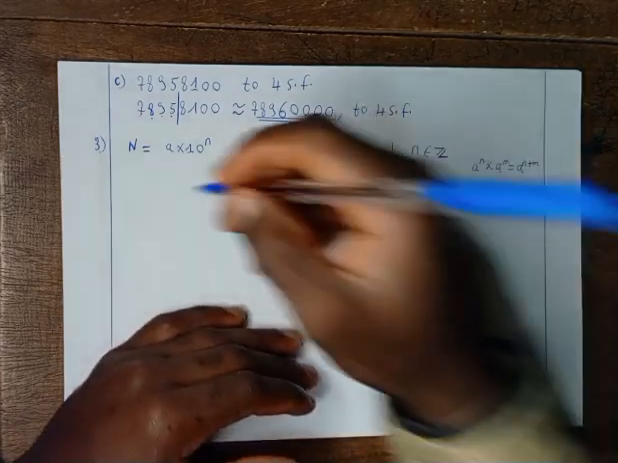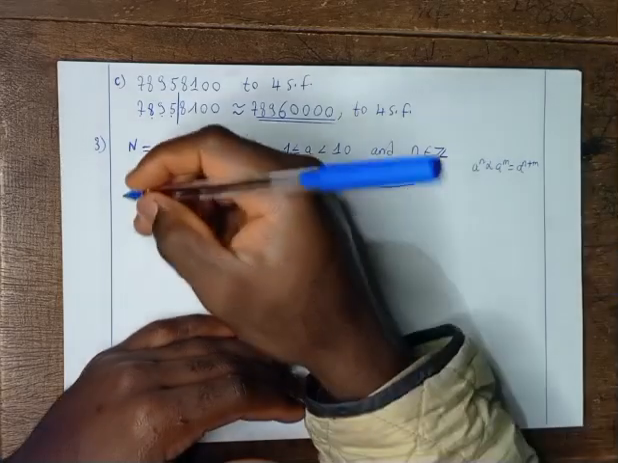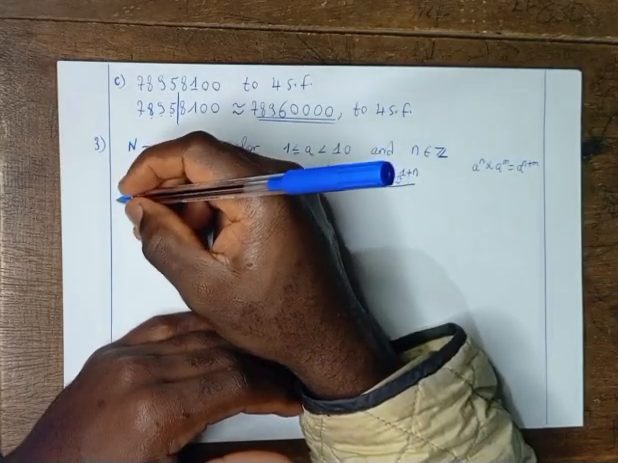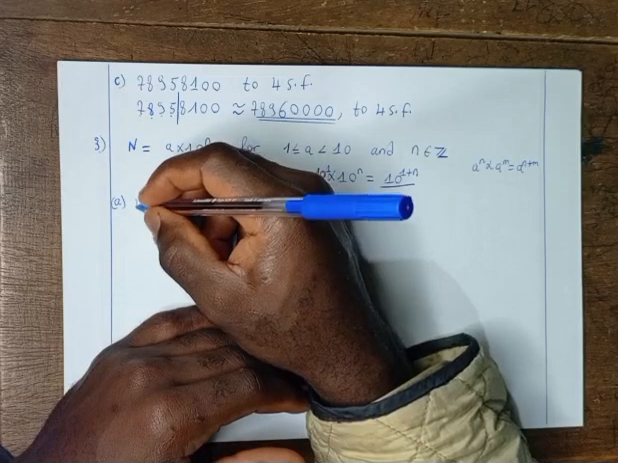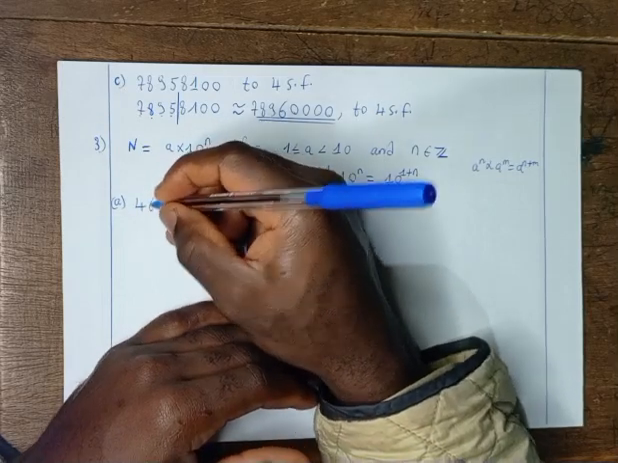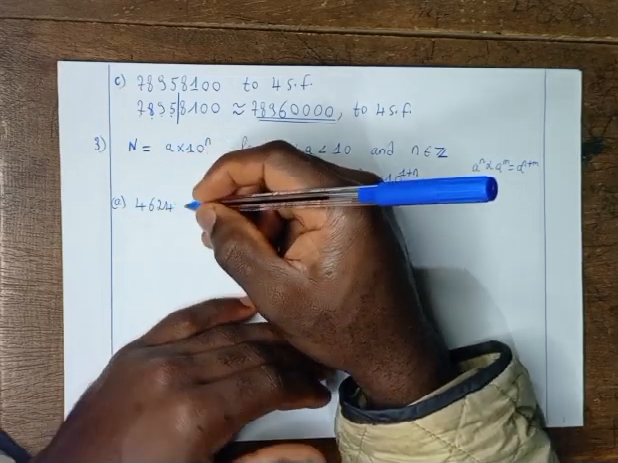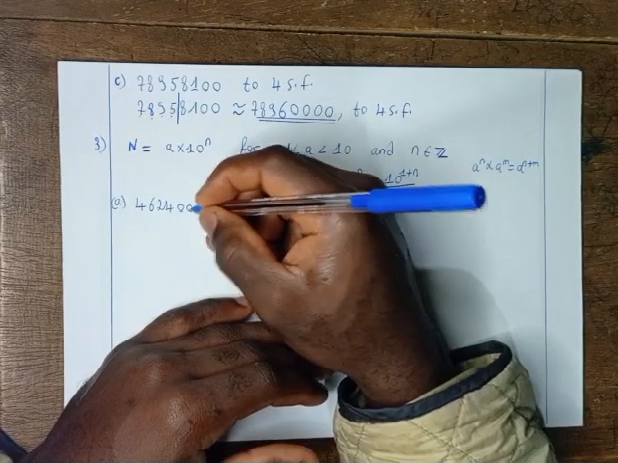Next, let's proceed to answer the first question, which says write down the number. We have this number. It has 5 zeros.